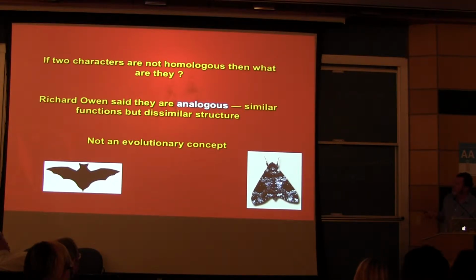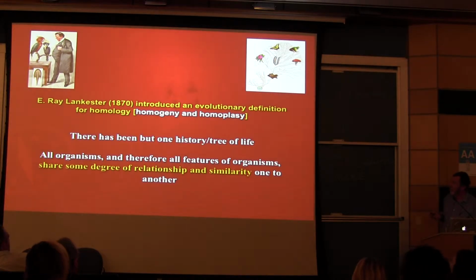Analogy is when you have similar functions but very dissimilar structure. So the wings of a bat and the wings of an insect serve similar functions, but they clearly are structurally very, very different. One based on skeletal elements of cartilage and bone, one based on a very different system. So this was not an evolutionary concept, Owen's concept of homology and analogy.